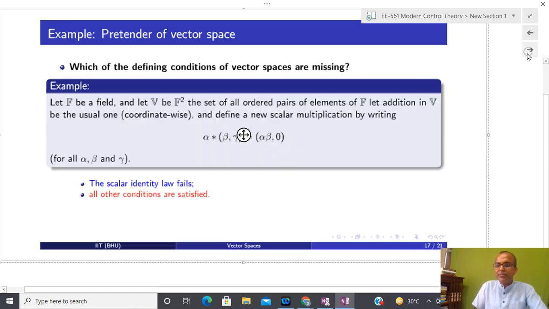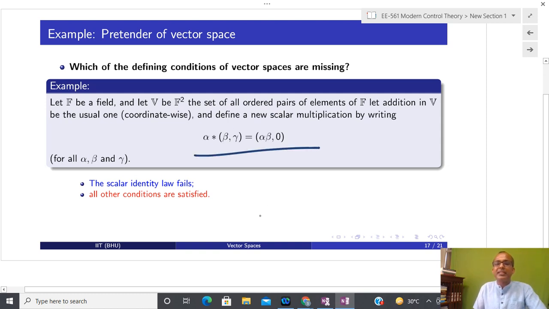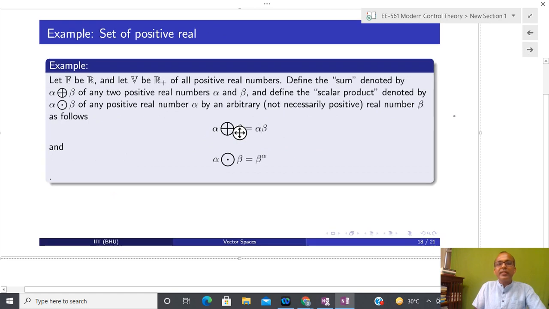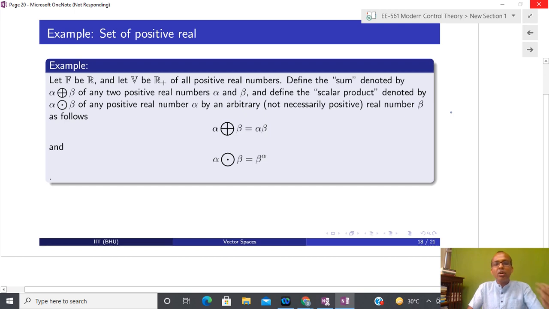Okay, a similar kind of pretender: here I have redefined it. Suppose that F is a field and let V be F squared, meaning ordered pairs, and after that I define the scalar multiplication like this. It is possible to show that again a scalar property will fail. Please check it. In this way it is possible to show that if you change the operation, then even if I have scalar multiplication and vector addition, I still lose the property of the vector space.